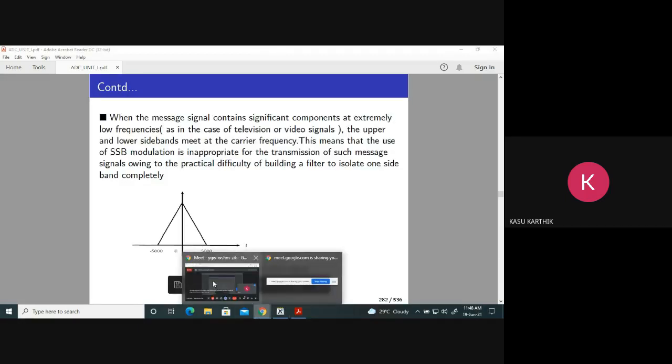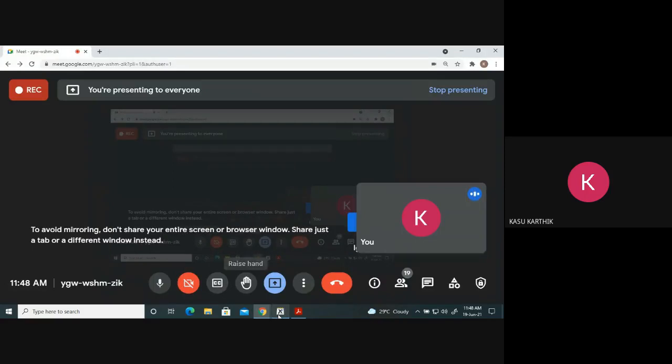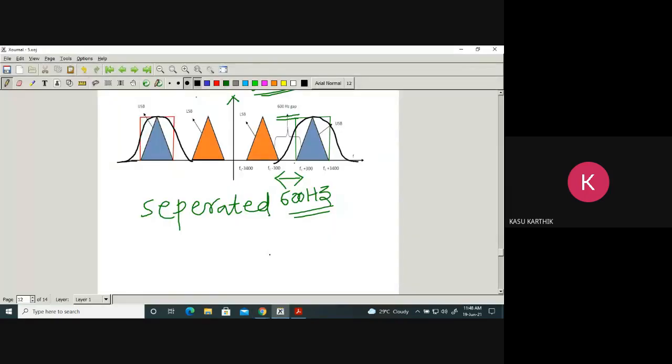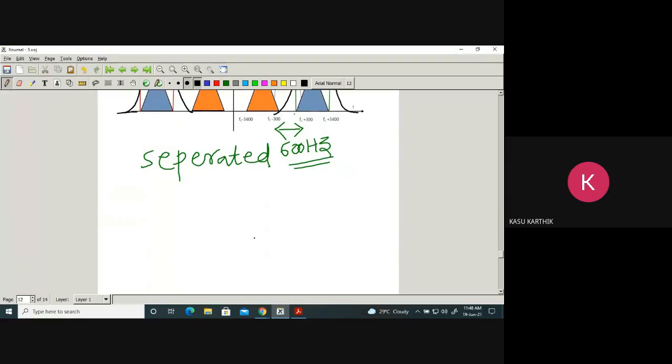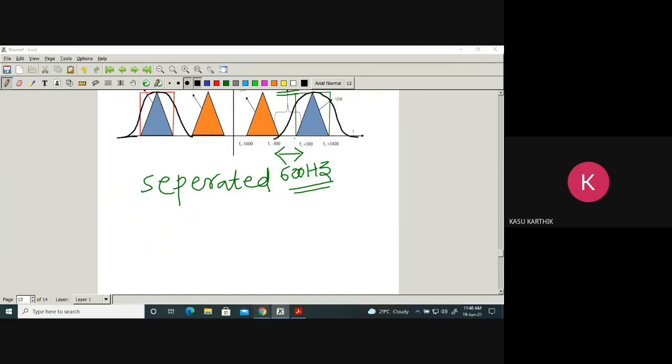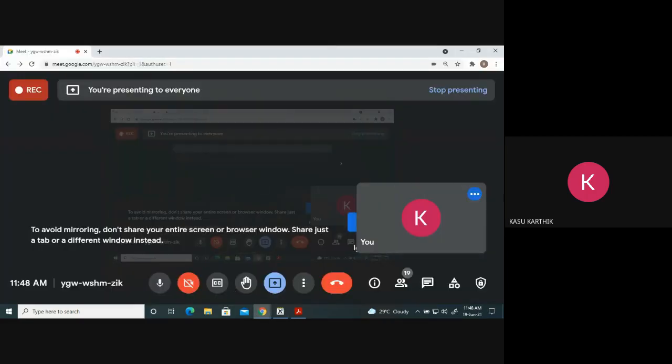Okay, so that is about SSB. In SSB, we have a bandwidth of W only. It is suitable for transmitting voice or audio signals. Okay, any doubts? It's okay then. Stop here.